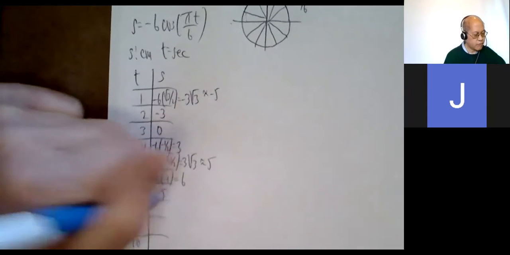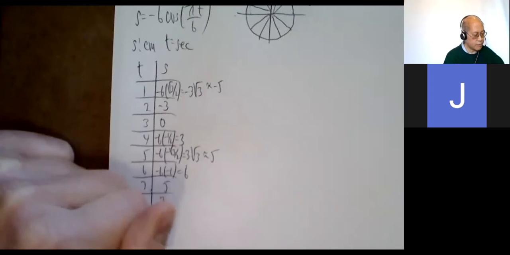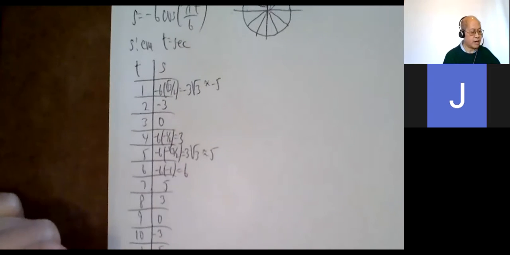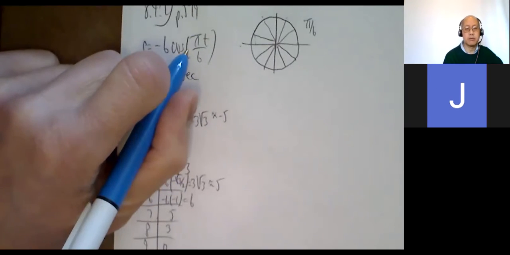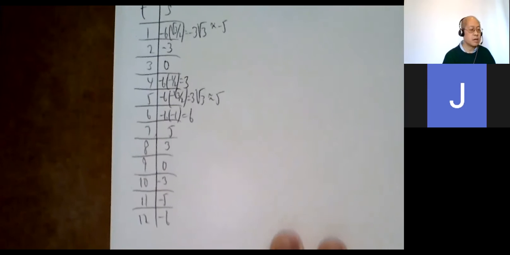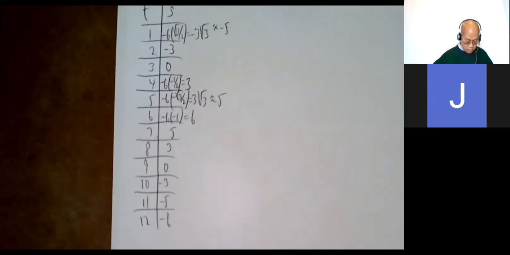So 5, 3, 0, -3, -5. And if I plug in 12, taking the cosine of 0, which is 1, so -6. That looks like one entire period. All right, so part A says fill in the table.